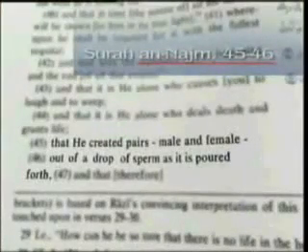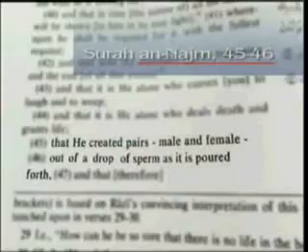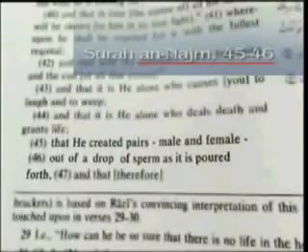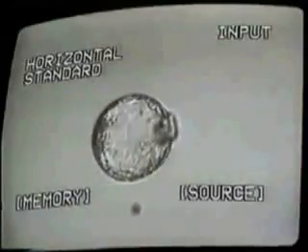That he created pairs, male and female, out of a drop of sperm, as it is poured forth. The improving disciplines of genetics and molecular biology have scientifically validated the accuracy of this information given by the Quran. And what we see, it is now understood that sex is determined by sperm cells coming from the male, and that the female has no role in this process.